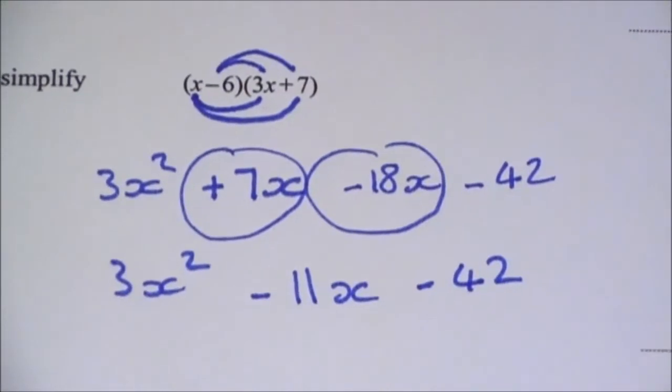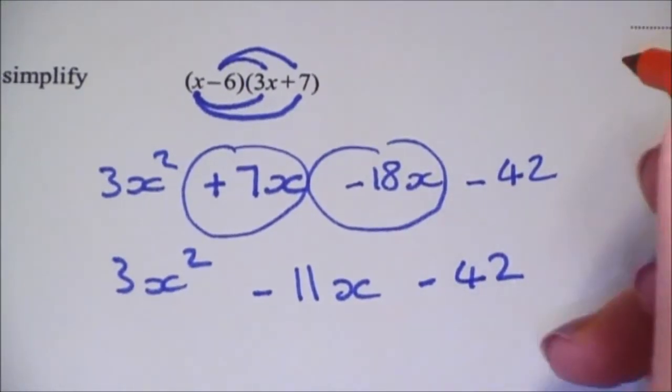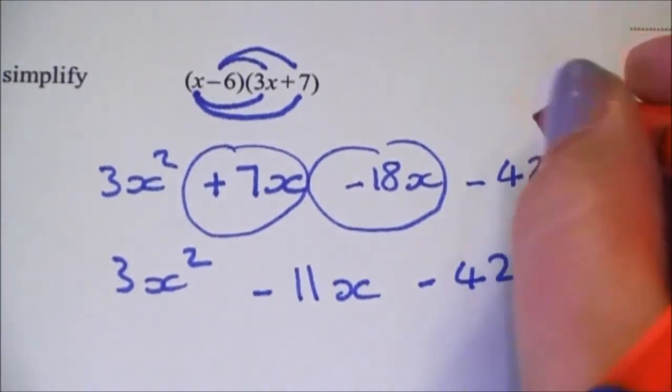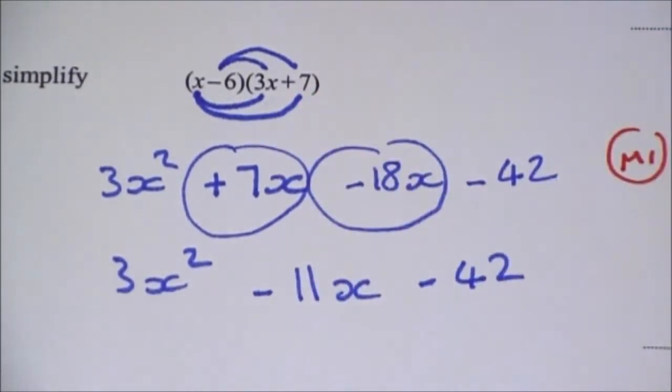As always with expanding double brackets questions, you get an M1 mark for showing any 4 terms correctly expanded without signs. So the signs don't have to be correct if you've got 4 terms.